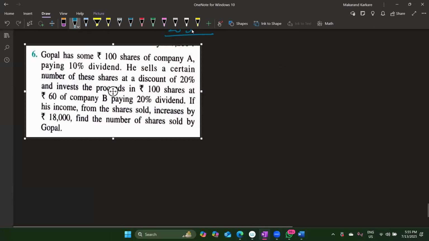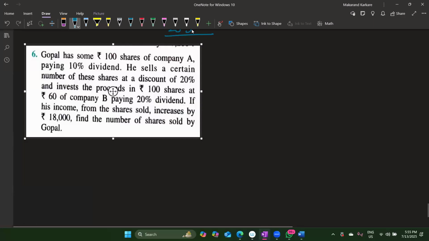Sir, are these shares sold at par value? No, it's at a discount of 20% given, no? Sir, what is meant by his income from the shares sold increases by 18,000? So only, not the total number of shares he had, from which he sold. It's only based on the number of shares he sold.